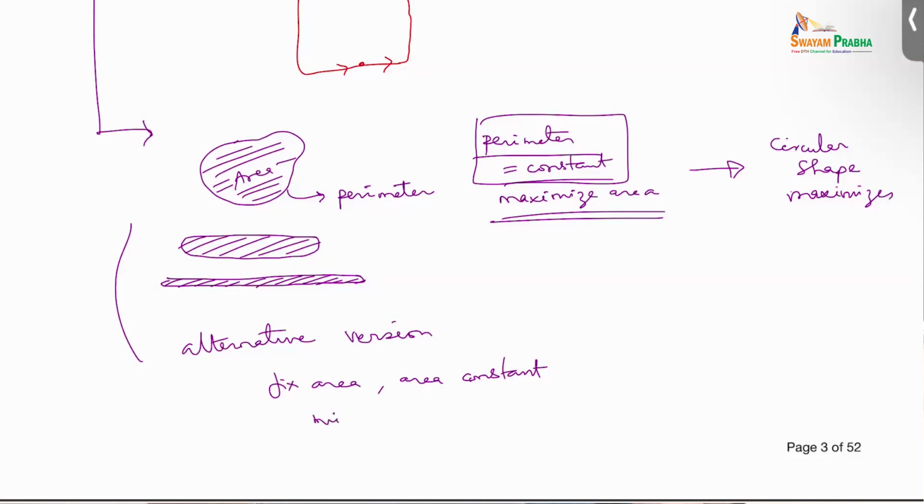So you should understand this difference. If you keep the perimeter constant, then the area inside the loop is changing, and you have to maximize the area, and that is attained only for a circle. On the other hand, if you keep the area constant and try to change the shape, then the perimeter will change, and then you have to minimize the perimeter, and again that happens only for a circle. So if you minimize perimeter, then again the circular shape minimizes.